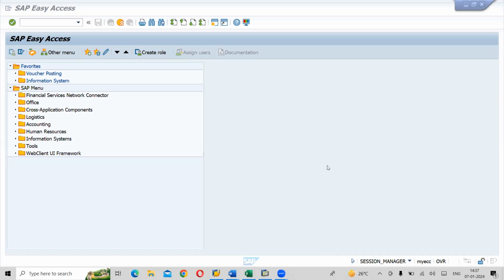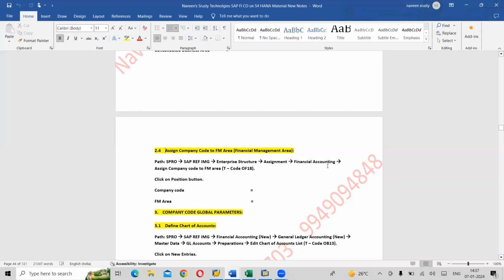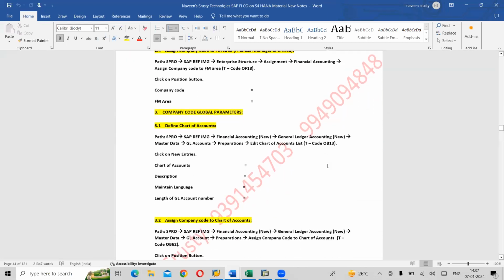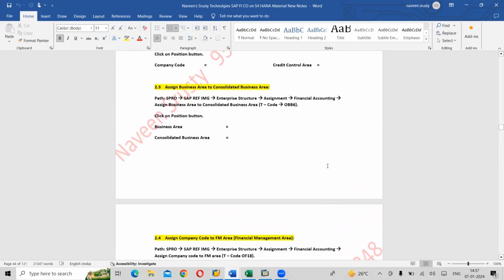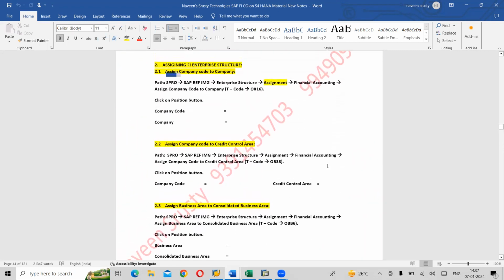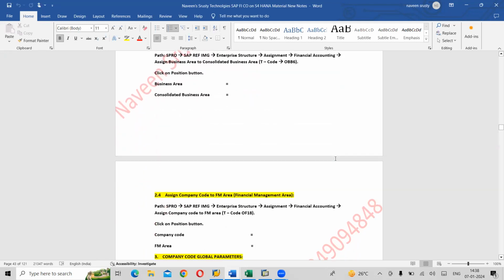And yesterday we completed the enterprise structure configuration. So we have created a company code, credit control area, business area, consolidation business area, a financial management area. And after that, we made a relation between company and company code, correct? So those relations we have completed. That is the first most important thing, for any module, if you go for FI, CO, MM, or SD, this is the basic configuration we used to do and have to do. Clear? So next, the most important thing is company code global parameters.